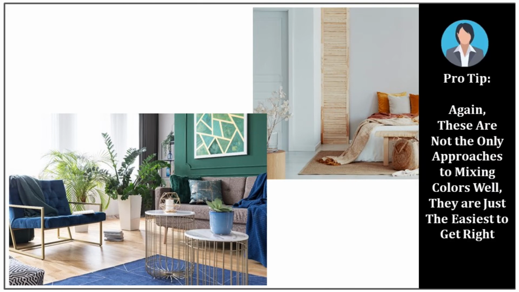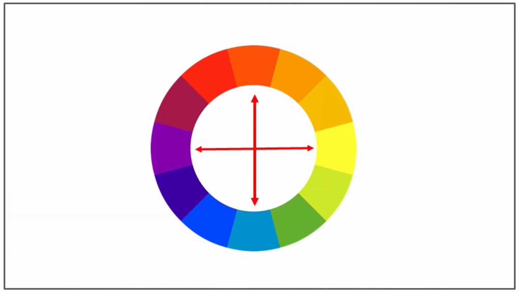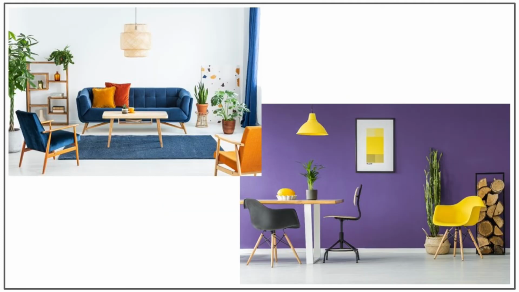Analogous color schemes are often found in nature and are generally quite pleasing to the eye, so you can't go wrong here. Conversely, a complementary color scheme refers to colors that sit opposite each other on the color wheel. So orange and blue look great together, and so do yellow and purple.